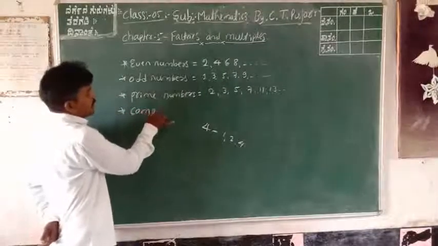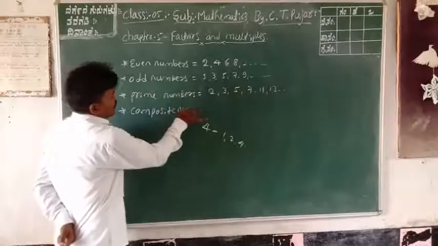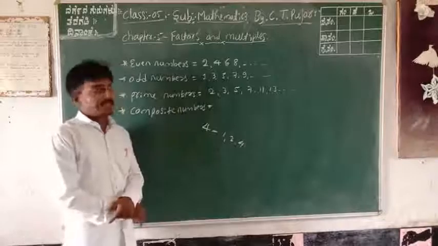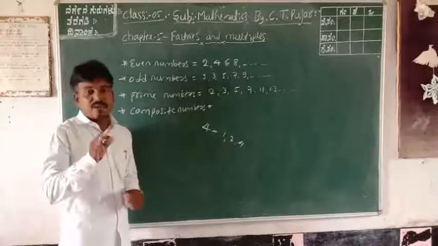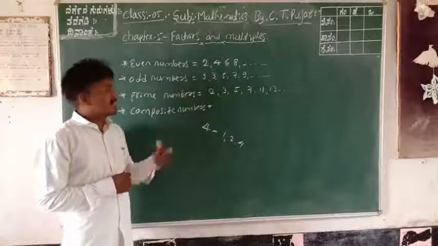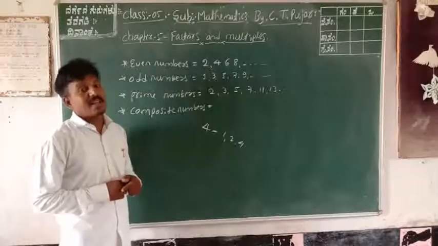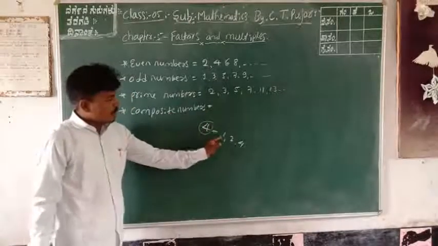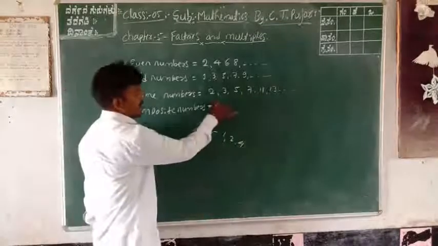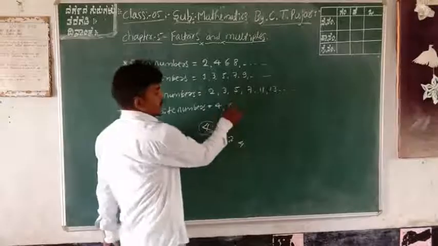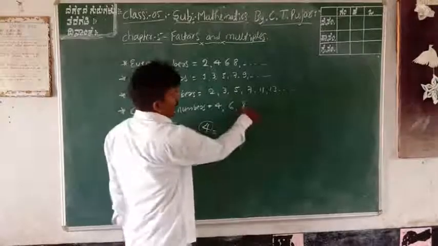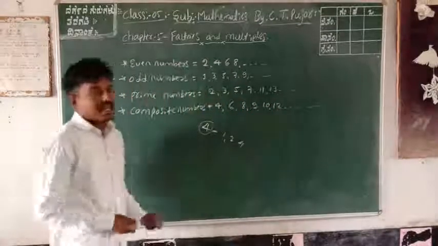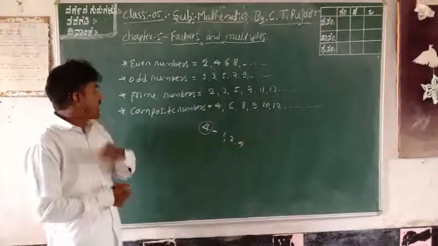Next one is composite numbers. What are composite numbers? The meaning of composite is a number that has more than two factors. A number that has more than two factors is called a composite number. For example, 4 is composite because 4 has more than two factors. Therefore, 4 is composite. Next, 6 is composite, 8 is composite, 9 is composite, 10, 12, and so on. These all are composite numbers.